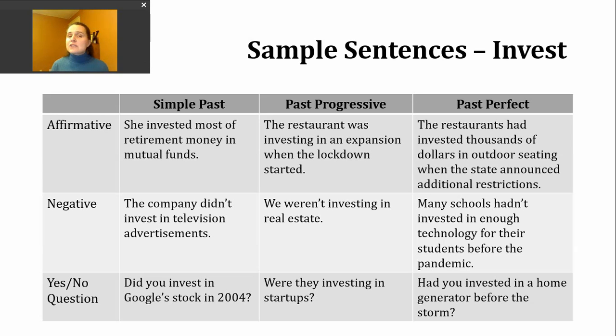Finally, if I want to make a yes or no question in the past progressive, I'm going to start with my be verb, then I'll have my subject, and then that ing form of the verb. Were they investing in startups?